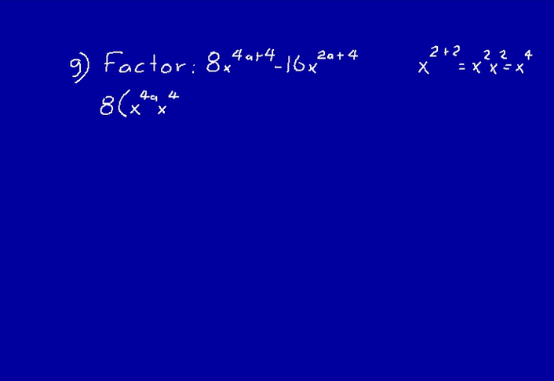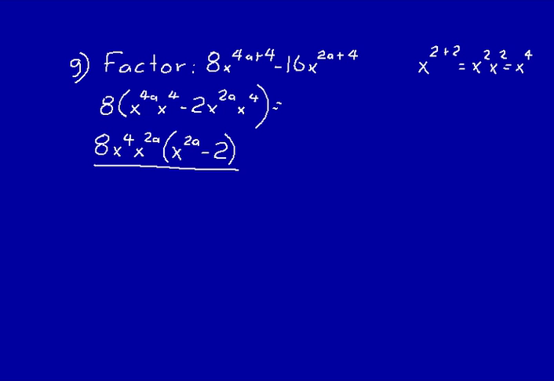In the same way, if you have variables in the exponent, you can think of it the same way. And then we would have a minus 2 x to the 2a, x to the 4. Now, why did I do it like that? Because for me, anyway, it's easier to see what the common factors are. Now it's easy to see that they both have an x to the 4 in common, and they both have at least an x to the 2a. So we could rewrite this as 8 x to the 4 x to the 2a, parentheses, x to the 2a minus 2. And that would be the factored form of that expression.